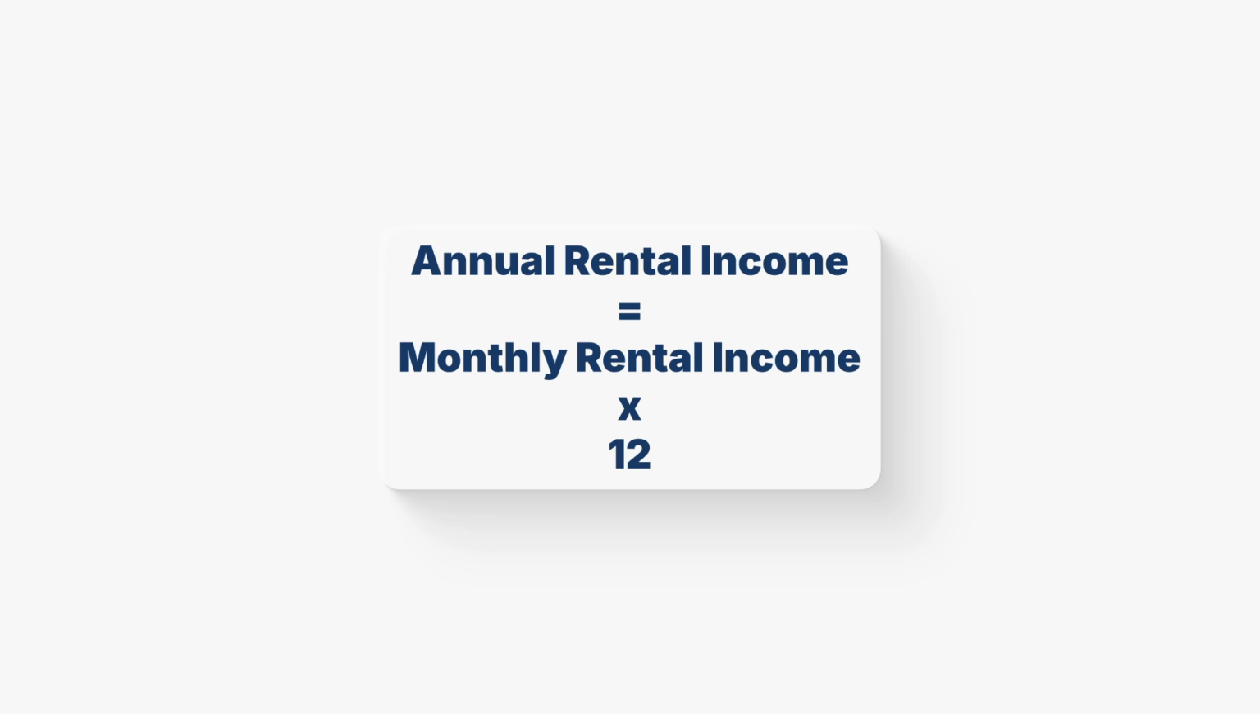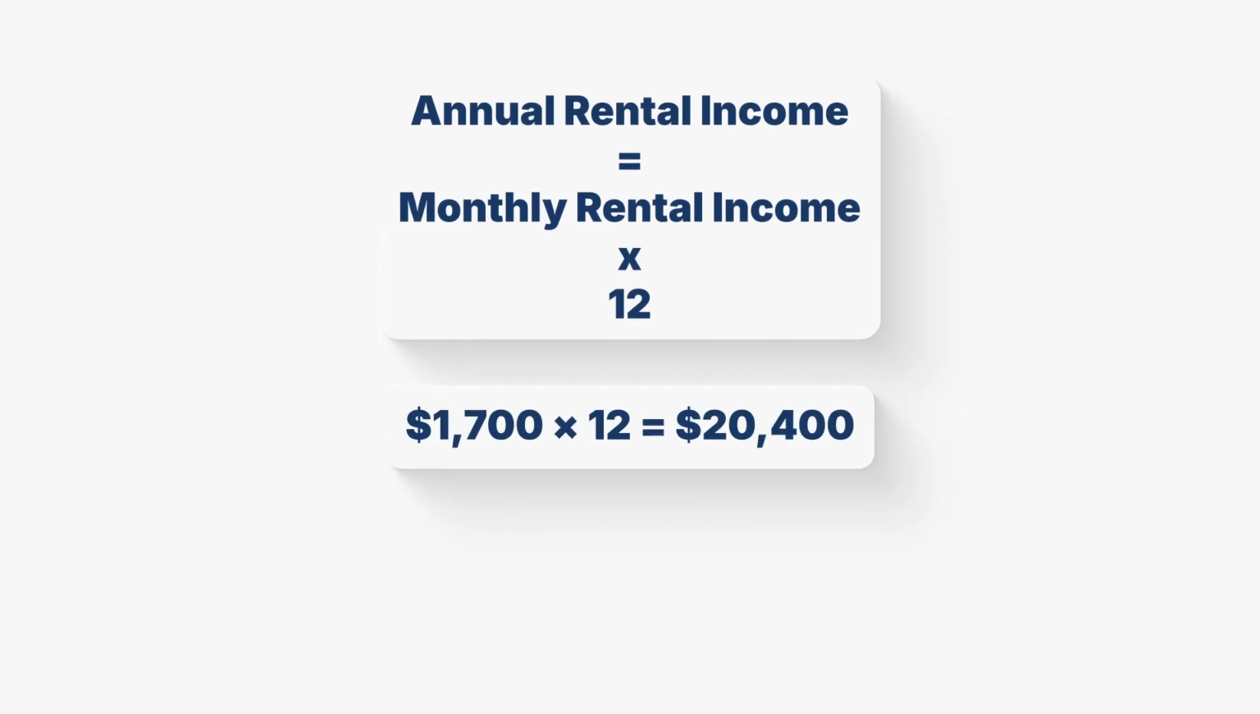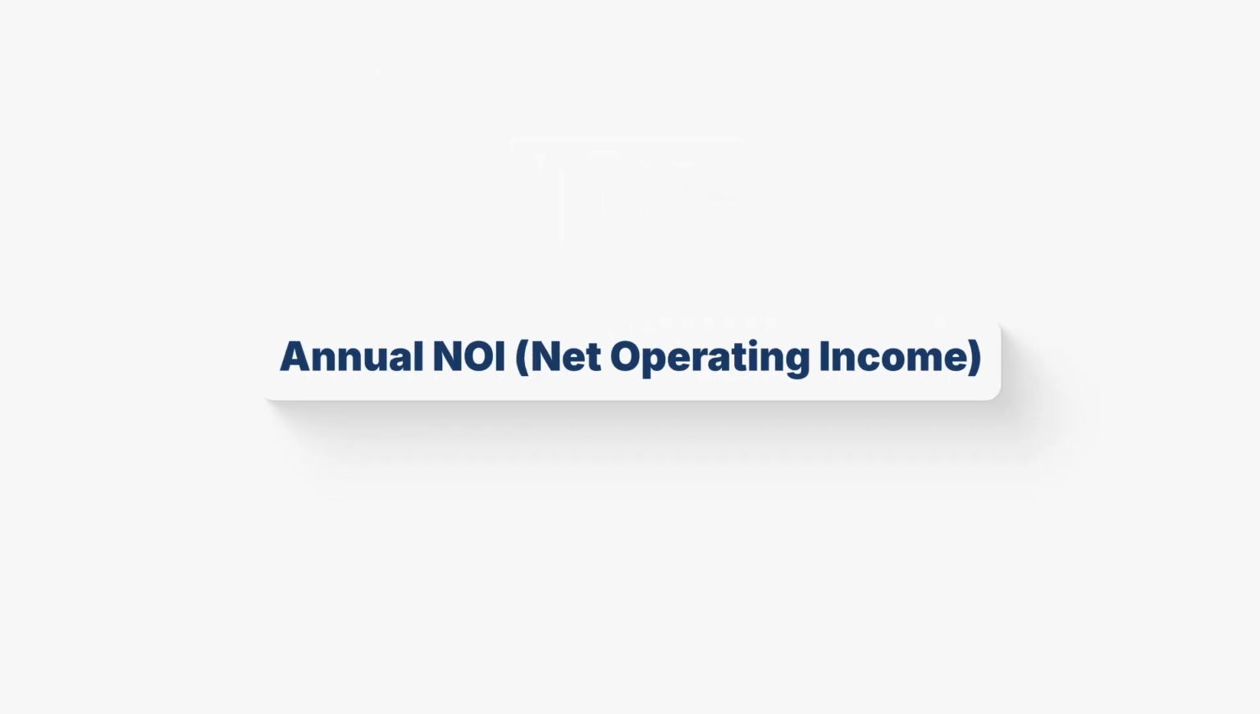First, to find the annual rental income, we multiply the monthly rental income by 12, since there are 12 months in a year. $1,700 times 12 equals $20,400. Next, we calculate the annual NOI, net operating income.